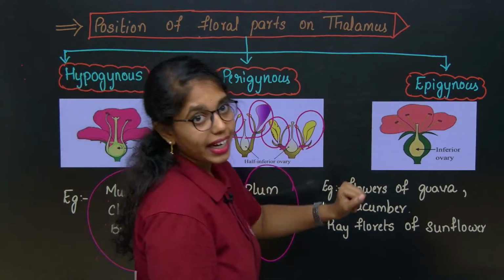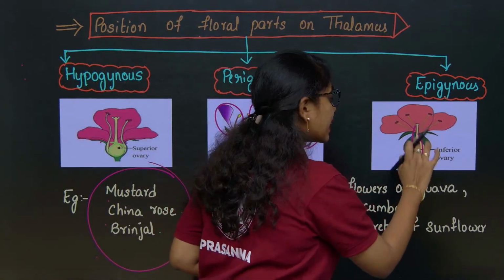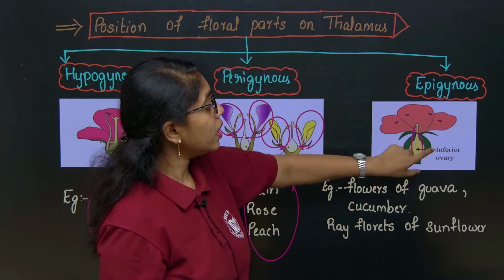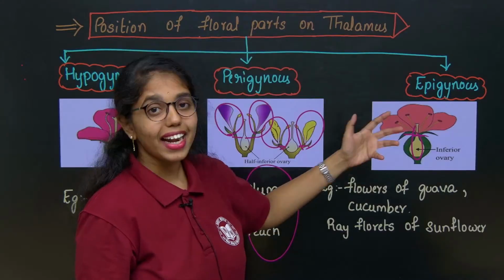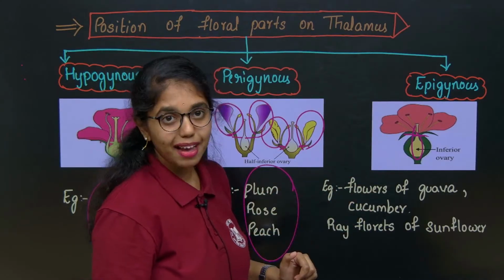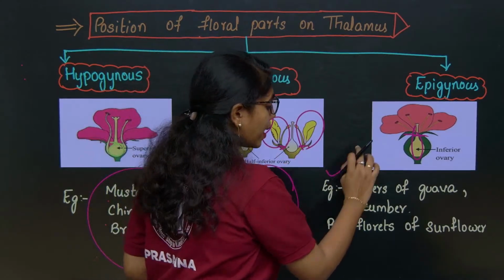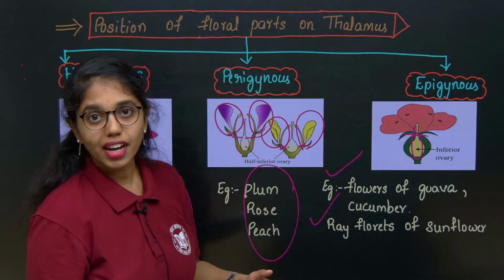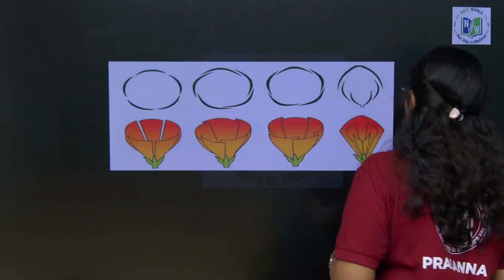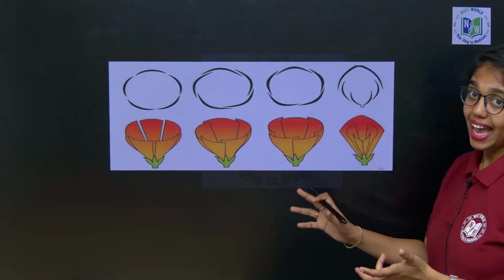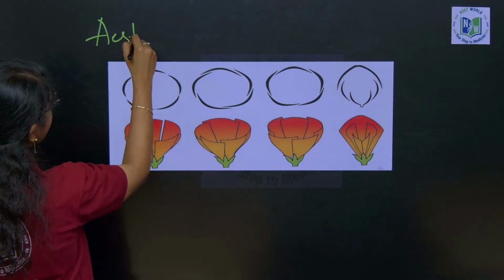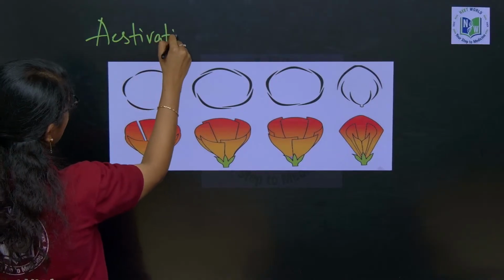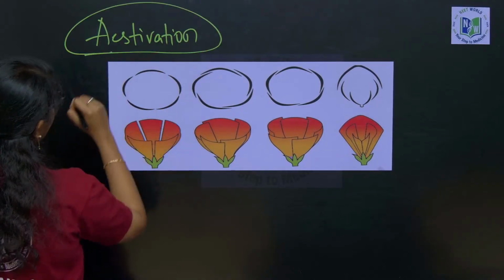Best examples of perigynous include plum, rose and peach. Next, epigynous flower. The ovary is completely inferior, where the thalamus covers the ovary wall and other floral parts are above the ovary. Best examples include flowers of guava and cucumber, and ray florets of sunflower. And then this is aestivation, highly important. This time we can expect a question from aestivation, either diagram based or example based.